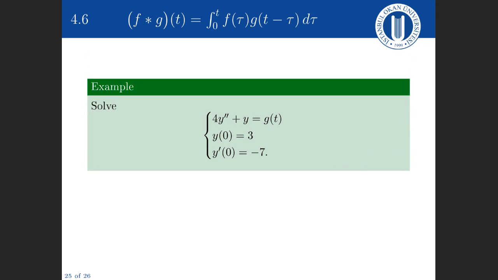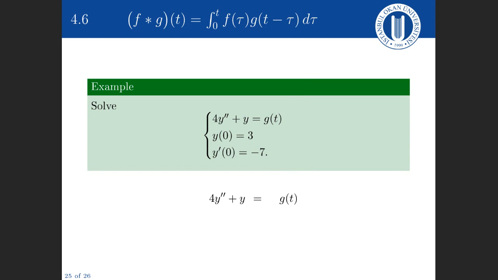And then we come to the final example of today. Solve an initial value problem for y double prime plus y is equal to g of t, y of 0 is equal to 3, y prime of 0 is equal to minus 7. And again, we don't know g of t. g of t could be any piecewise continuous function. We need to find a general solution to initial value problems like this.